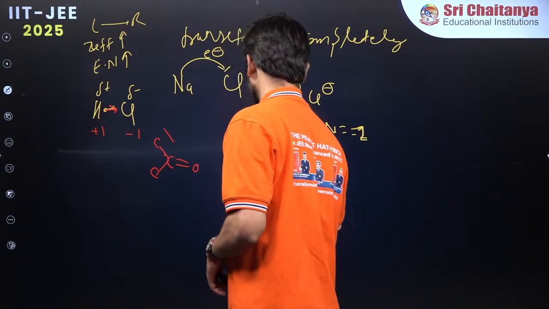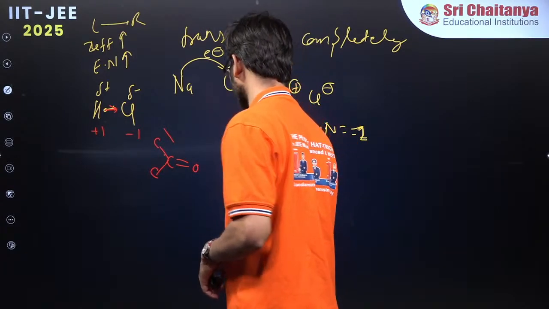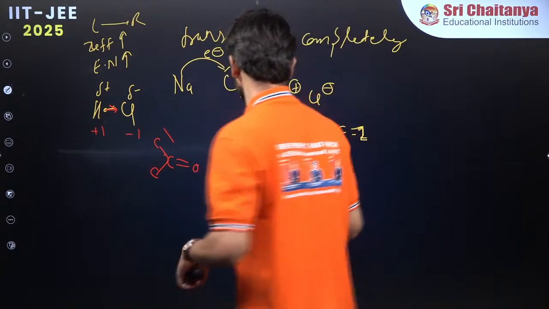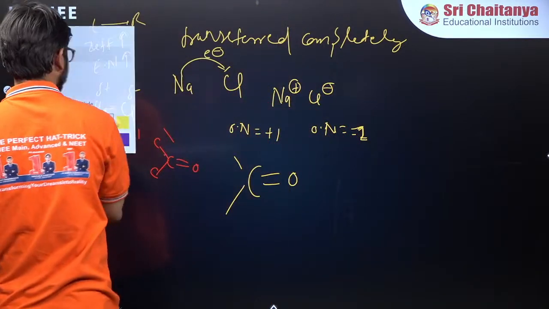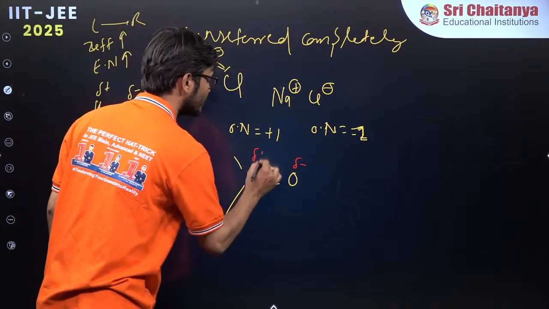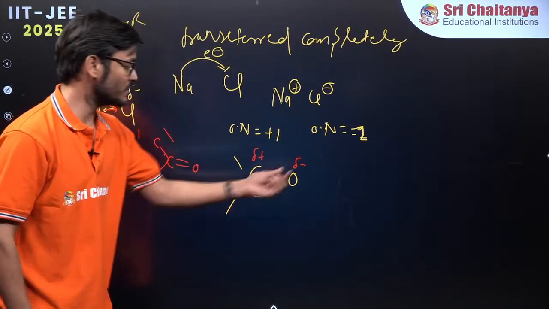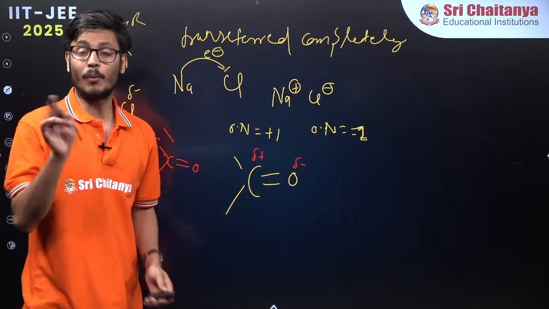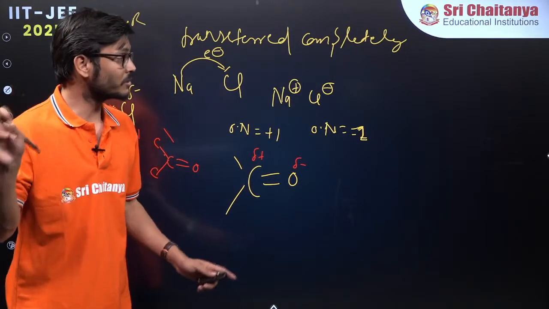More electronegative atom, carbon or oxygen? Oxygen, very good. So now oxygen will contain a partial minus charge and carbon will contain a partial plus charge. Now what is the oxidation number?